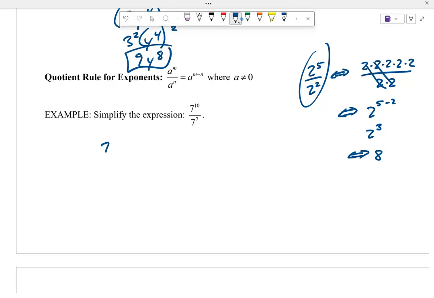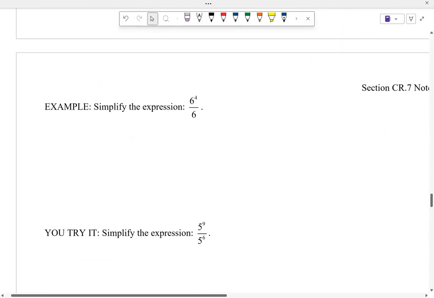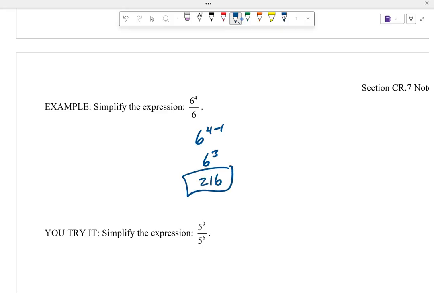So here we have 7 to the 10. We have 10 7's on top, 7 on the bottom. We're left with 3 7's on the top, which is 343 if I multiply 7 times 7 times 7. 6 to the 4, I have 4 6's on top, 1 on the bottom. I have 3 6's on top, which is 216.